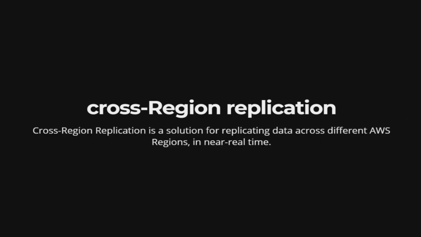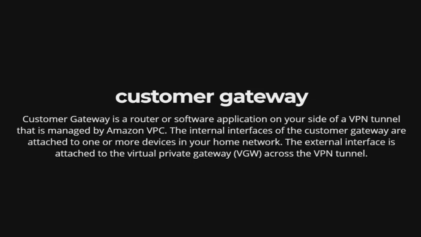Cross-region replication. Cross-region replication is a solution for replicating data across different AWS regions, in near real time. Customer Gateway. Customer Gateway is a router or software application on your side of a VPN tunnel that is managed by Amazon VPC. The internal interfaces of the Customer Gateway are attached to one or more devices in your home network. The external interface is attached to the Virtual Private Gateway, VGW, across the VPN tunnel.